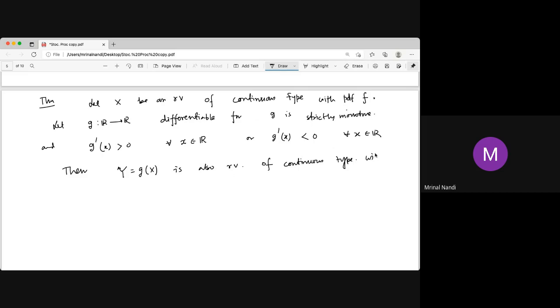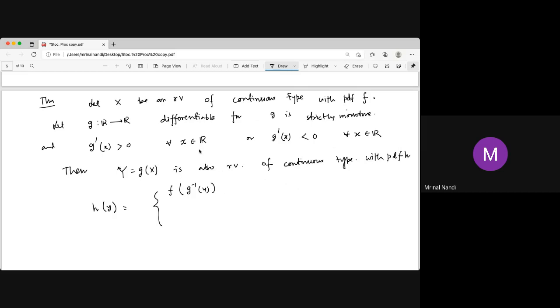And with this PDF, what is the PDF of that Y? The PDF h is given like that: h(y) is equal to f of g inverse y. Remember that g inverse exists because a monotone function is one to one. So that means g inverse exists in the suitable range.